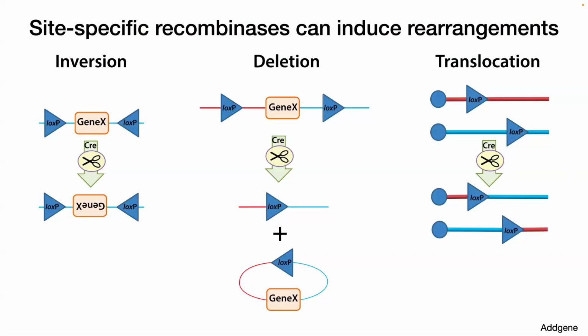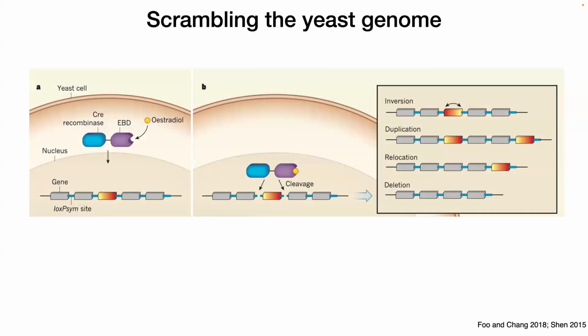So as an inspiration, there are these systems called site-specific recombinases that can induce rearrangements between DNA sequences. The most famous example is Cre-Lox, where a protein called Cre, a recombinase, recognizes two 34 base pair sequences called LoxP sites and can rearrange the sequence between those two sites. The nature of the rearrangement that results from the action of Cre recombinase is determined by the orientation of the two sites.